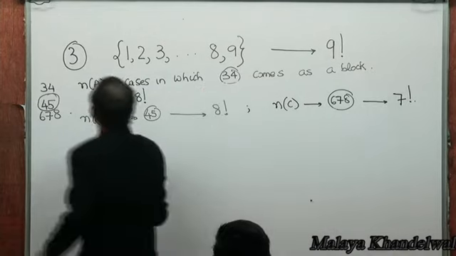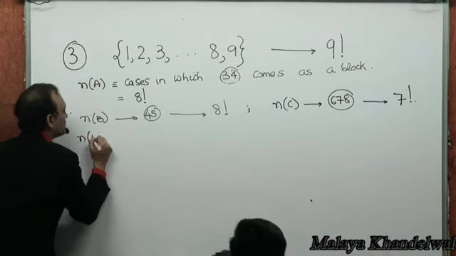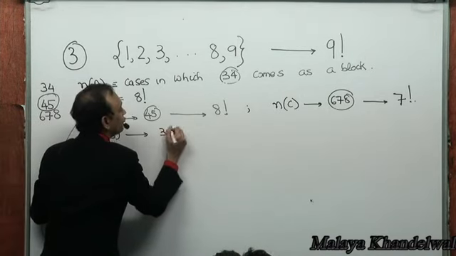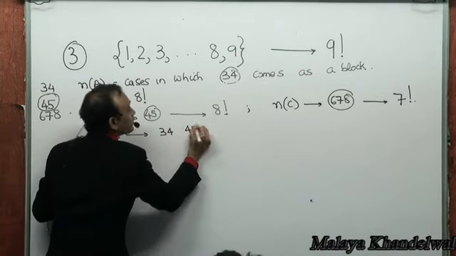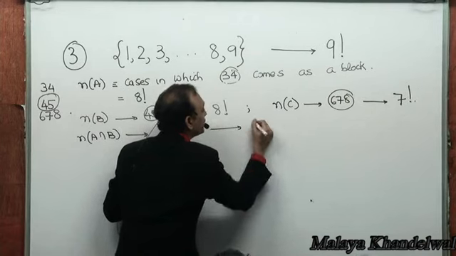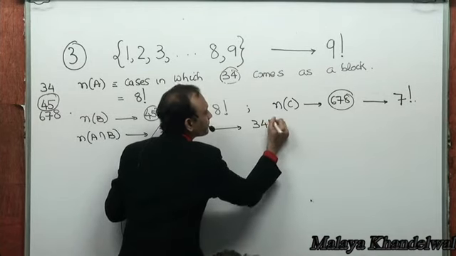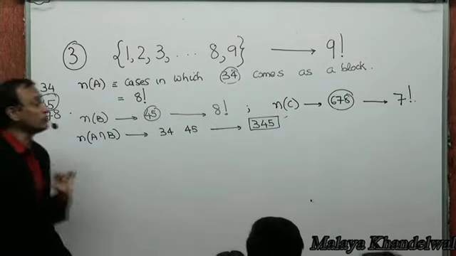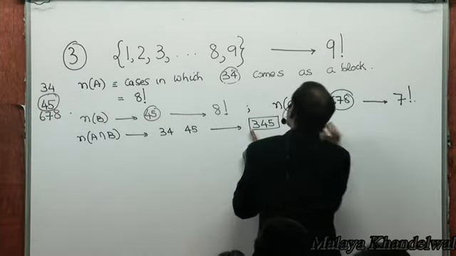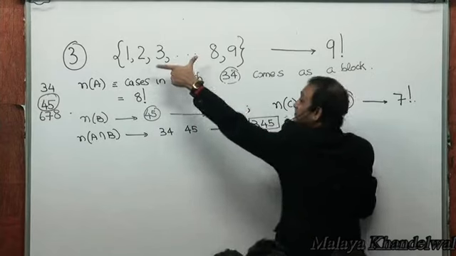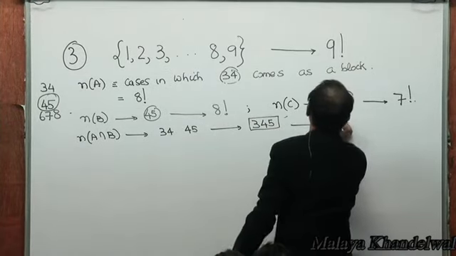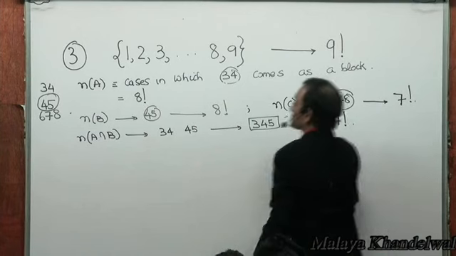Number of ways in which A and B come together. A and B coming together means 3, 4 and 4, 5 coming as a block. That means essentially 3, 4, 5 appearing as a single unit. So then how many cases? 7, because 6 from there, and 3, 4, 5 as one. So 6 and 1, 7 entities to be permuted in 7 factorial ways.